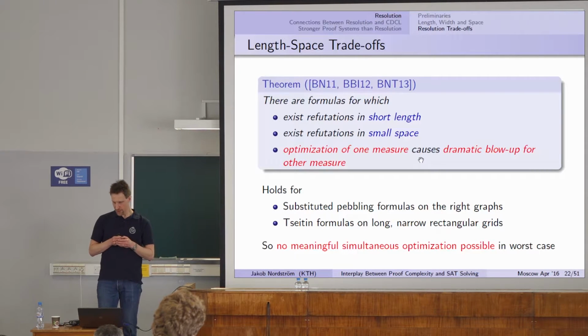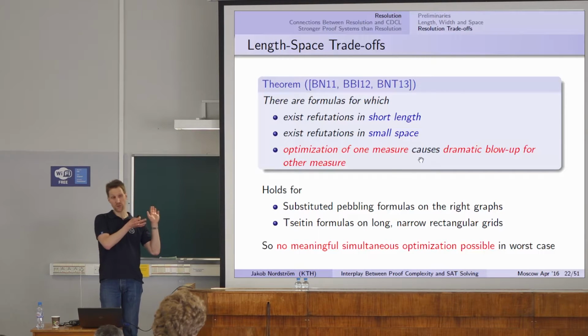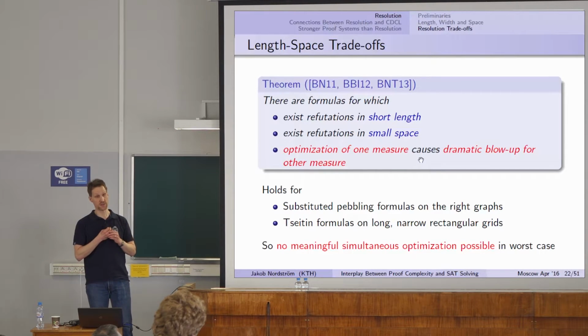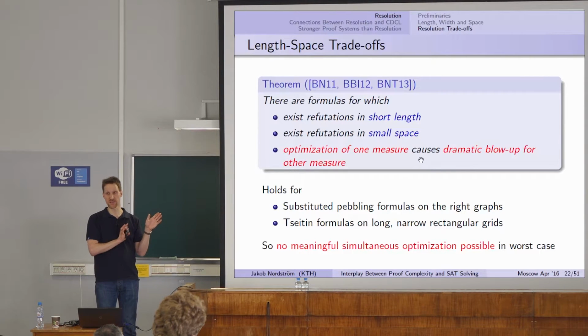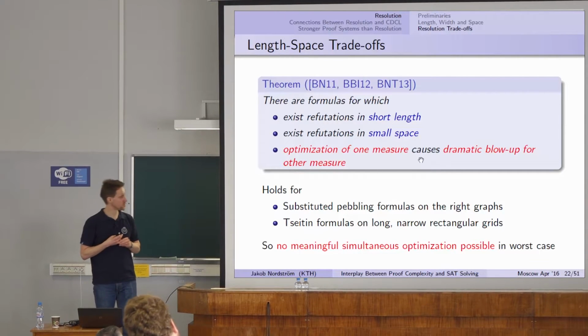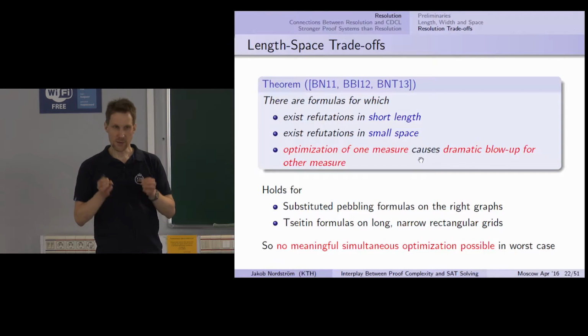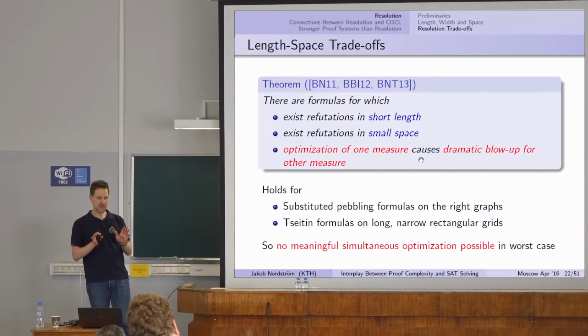And the formulas for which you get these are, again, the pebbling formulas are one example for which you get this, because that was shown for pebbling graphs in the 70s and 80s, that you have these kind of strong trade-offs. And now, thanks to generating the pebbling formulas, doing this XOR substitution trick, we get the same results for resolution.